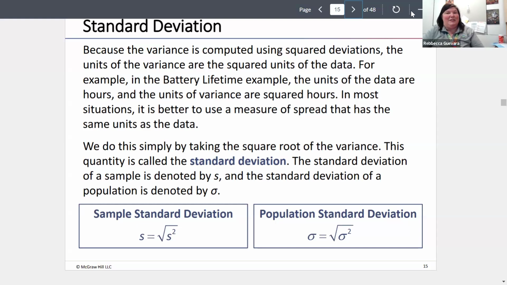Why would you compare it to square miles? So for example, once again, in the battery lifetime example, if we were talking about those batteries lasting so many hours, their variance would be in squared hours. And what's a squared hour?